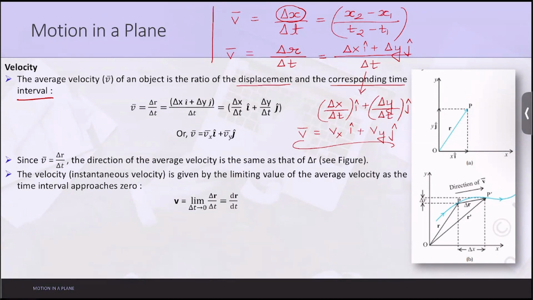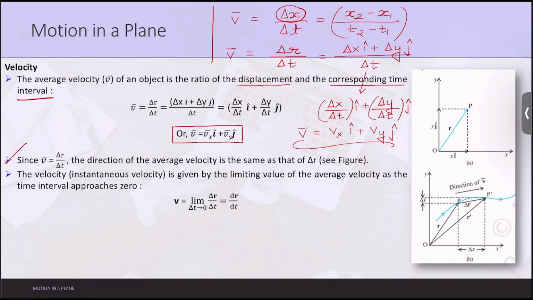Okay, fine. So that has also been explained here. So finally, we got the expression for velocity: V bar is equal to Vx i cap plus Vy j cap. Fine. Since V bar is equal to delta R by delta T, the direction of the average velocity is the same as that of delta R.